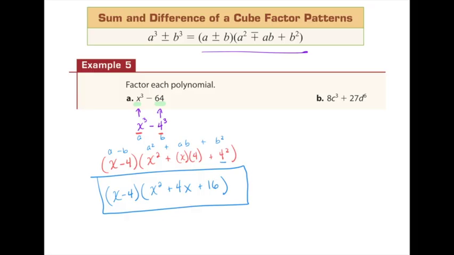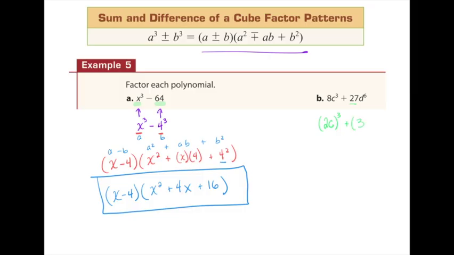All right, let's look at the next one. The first thing I'm going to check is, are they perfect cubes? Well, yes, 8 has a perfect cubed root of 2, and of course, c cubed, the root there is just c. So I can rewrite 8c cubed as 2c cubed. That would be my a. And then plus, does 27 have a perfect cubed root? Yeah, that's going to be 3.